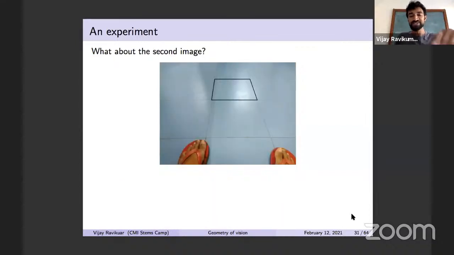What about this second image though? Now this looks a little bit more interesting. Suppose I just give you this trapezoid-like shape, this quadrilateral here. And again, the task is to extend that to a tiling of the entire plane.